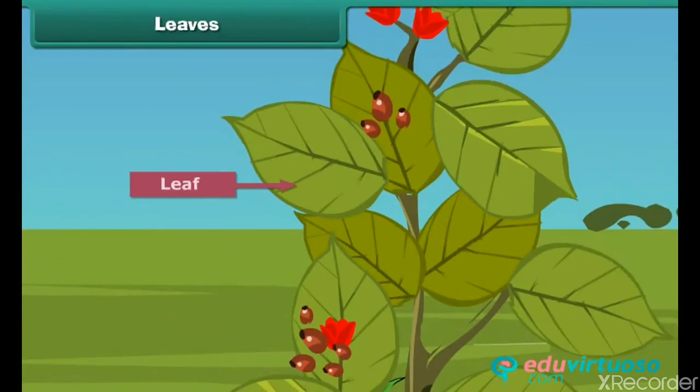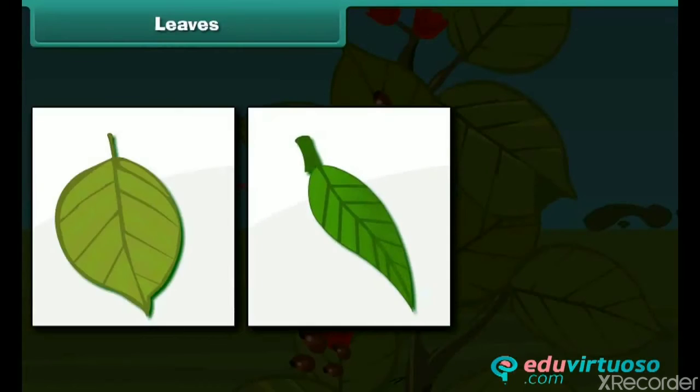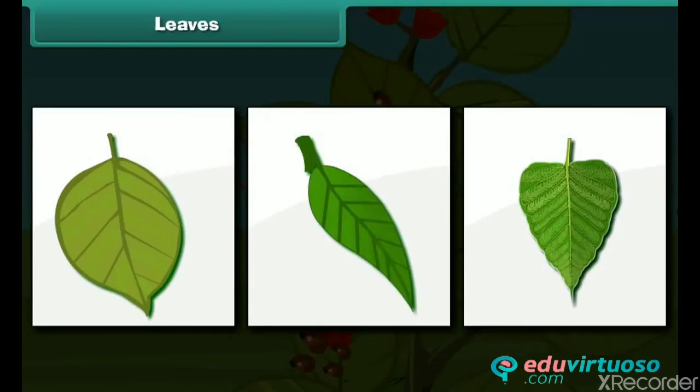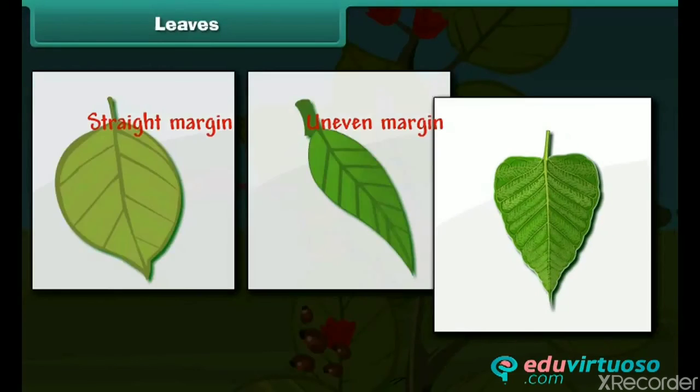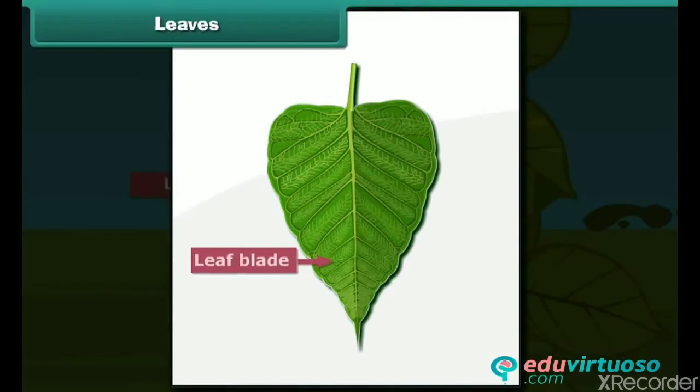Next part of the plant is leaf. It is a green part of the plant that is borne on the stem. They are of different shapes. Some are round, some are long, and some are triangular. The outer edge of a leaf is known as margin, and their margins are also different like their shapes. Some of them have straight margins, while some have uneven margins. The flat part of a leaf is called leaf blade. Each leaf on its leaf blade has a main vein and many small veins connected to it. Through these veins, water is circulated throughout the leaf.